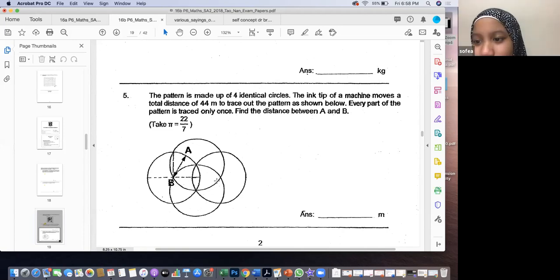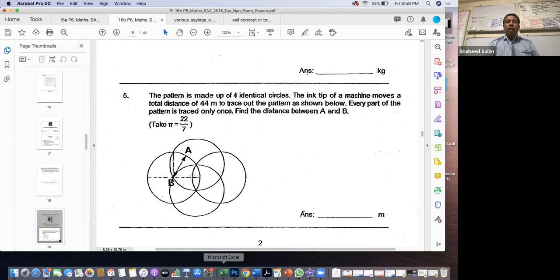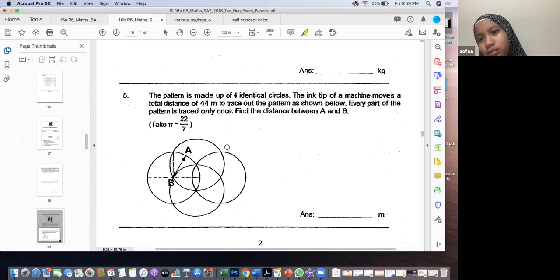The distance is for the whole thing, yes, 4 circles. Not the perimeter outside. Because you have to go inside, it has to do with the area, right? I don't understand the question. Find the distance between A and B.